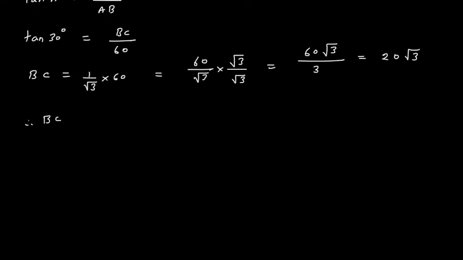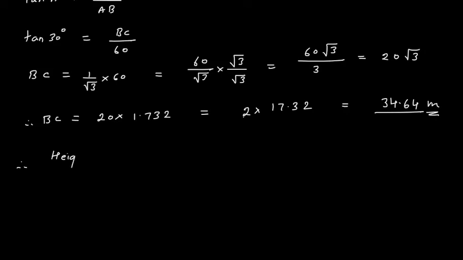So therefore BC equals 20 into root 3, which is 1.732. In short, 2 into 17.32. This equals 2 twos are 4, 2 threes are 6, 2 sevens are 14, 2 ones are 2, 1 3, 34.64 meter. So therefore the height of the tree is equal to 34.64 meter. This is the height of the tree. Simple. This is the fifth problem.